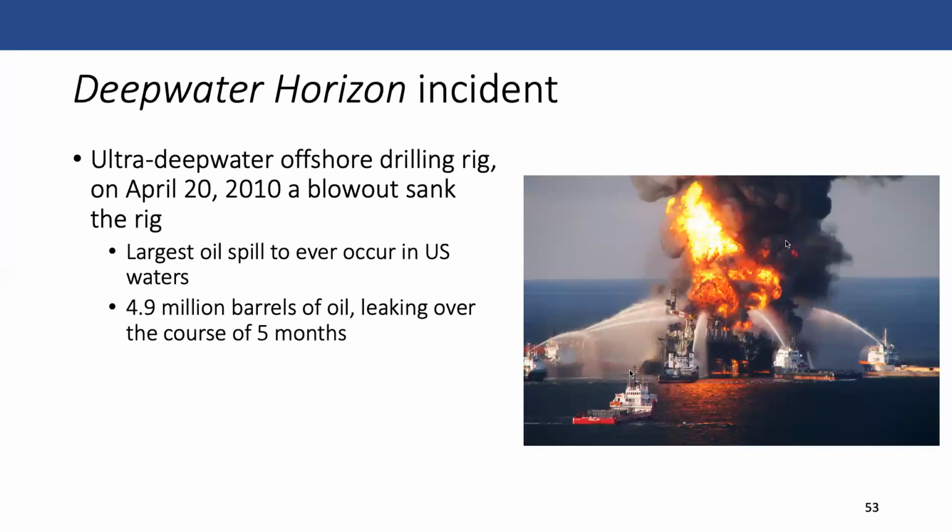So in the Gulf, as we had just mentioned, there was a big blowout on the Deepwater Horizon, the largest oil spill ever to occur in U.S. waters, eventually leading to about 4.9 million barrels of oil leaking over the course of 5 months. This picture was taken shortly after the blowout event, and the barges couldn't put out the fire, and so the whole rig collapsed and ruptured the pipeline extracting the oil, leading to the eventual big leak.